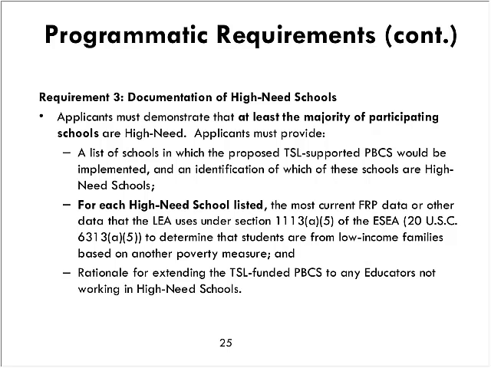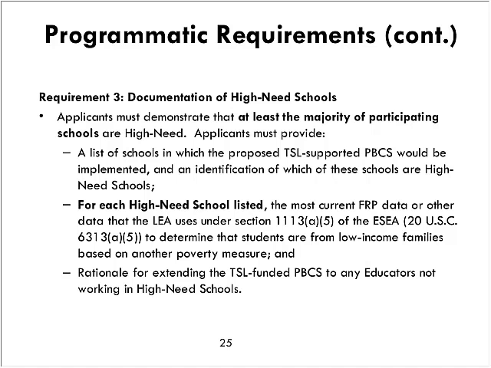And so applicants must demonstrate that at least the majority of participating schools are high need. It's a little bit different from previous TIF grants, where every school that participated in the performance-based compensation system had to be high need. Here we're saying at least the majority of participating schools must be high need. And so applicants will be required to provide a couple of things to help us document that.